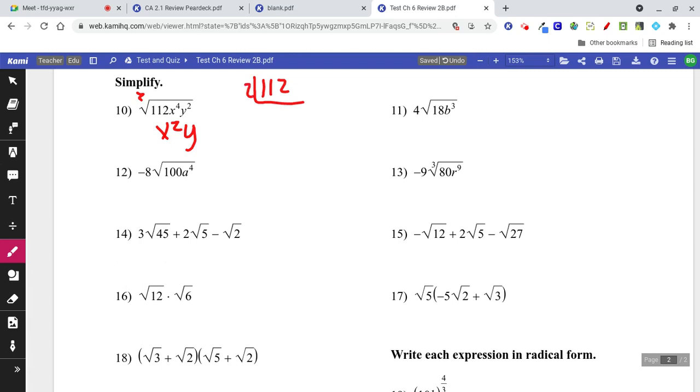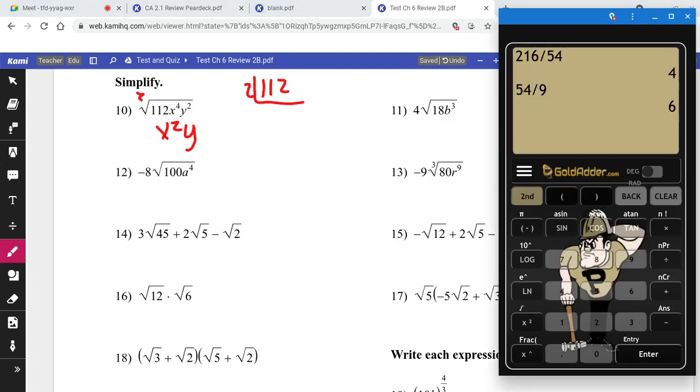So 2 goes in, what would that be? 112 divided by 2 is 56. Okay, 56. And divide that by 2, it's 28.